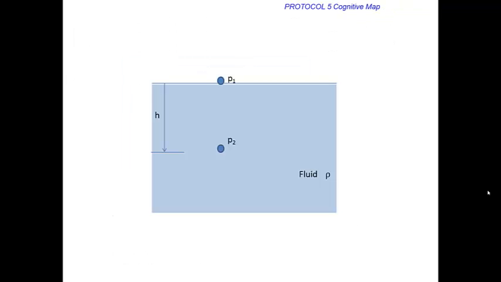Finally, here is a summary of the key concept of this video. The pressure at a location in a fluid can be related to the pressure at a reference location in the fluid, the density of the fluid, gravity, and the distance between the two locations.